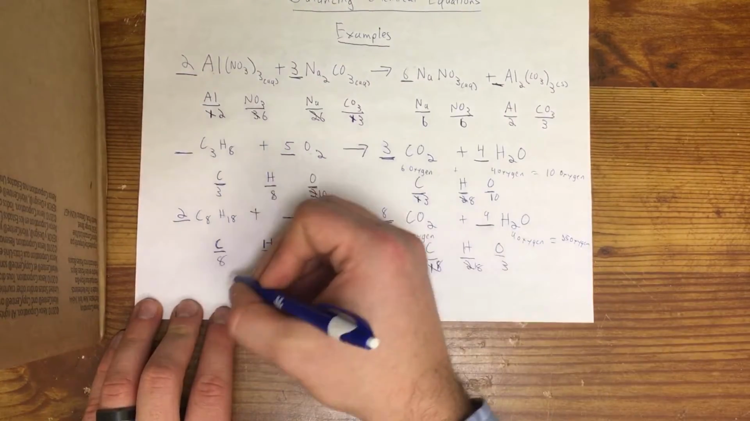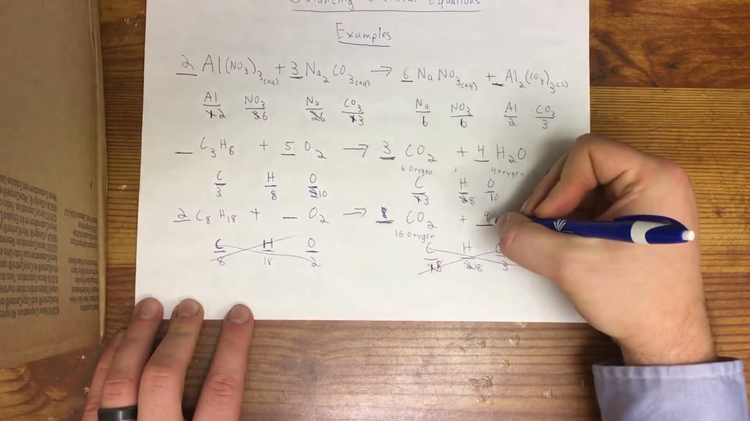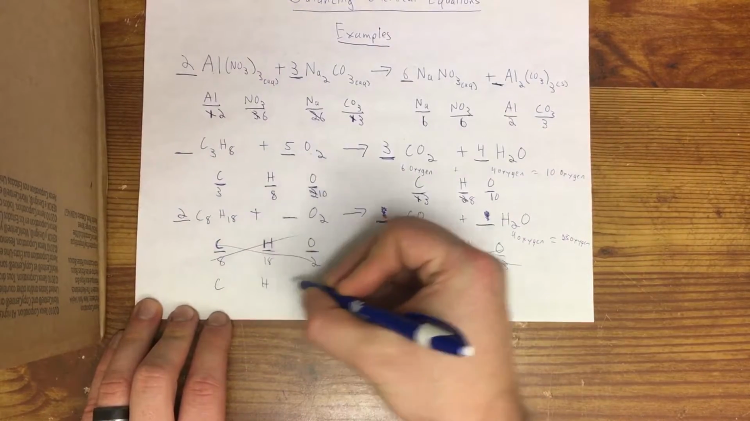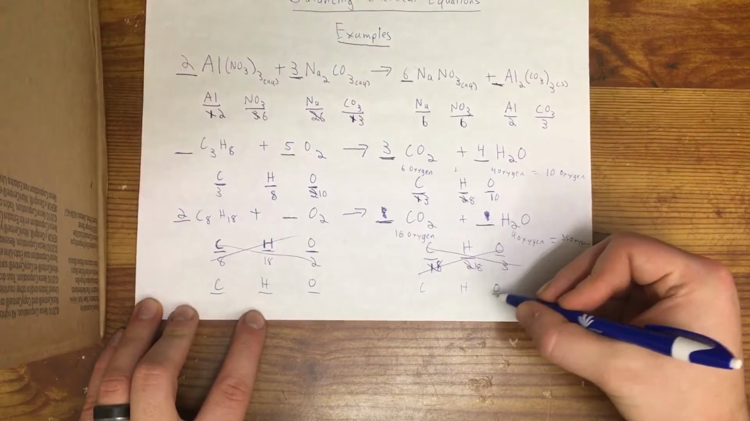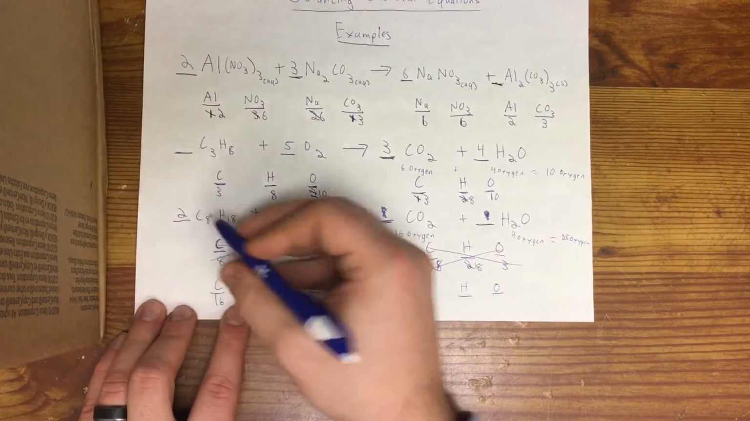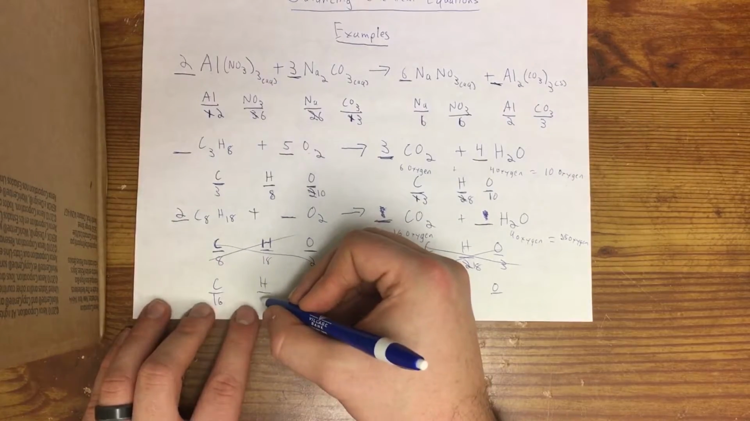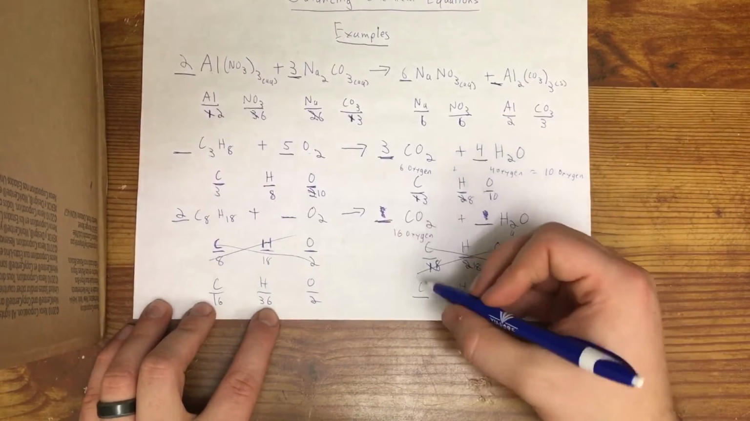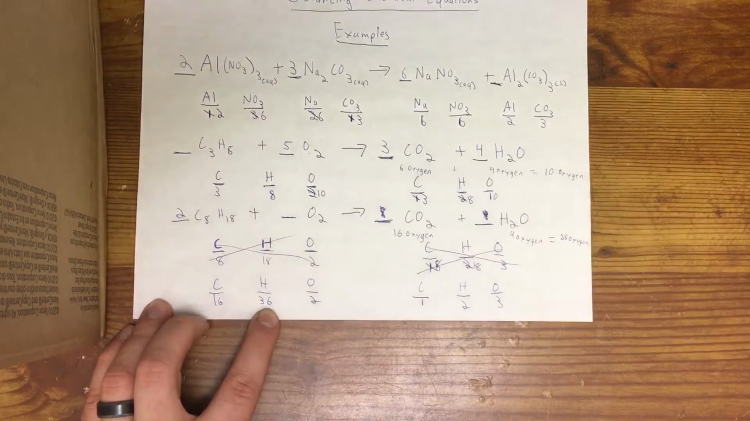So if we start over from the very beginning, and reset to there being 2 of these, that changes our numbers. And what that'll do is make everything into even numbers so that ultimately we'll come up with a solution. So right now we have 16 carbon, 36 hydrogen, and 2 oxygen. And on this side we have 1 carbon, 2 hydrogens, and 3 oxygens.